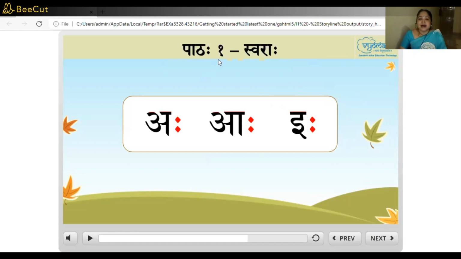Here before the visarga, you have a. So it is aha. This will be ihi. That visarga will get that e sound. If you have u, then it will be uhu. So that visarga takes the pronunciation of the previous letter.